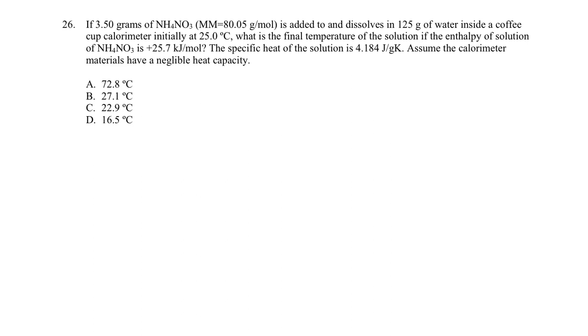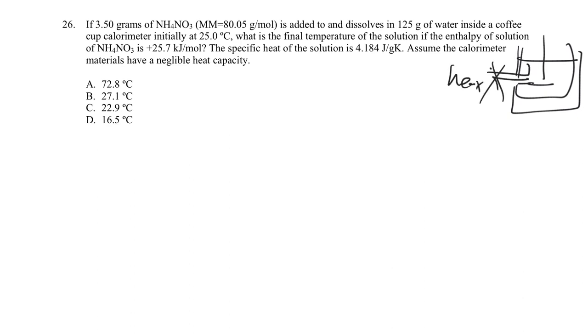So this problem here is a calorimetry problem. We have 3.5 grams of ammonium nitrate being added and dissolving in 125 grams of water inside of a coffee cup calorimeter. The main idea of a coffee cup calorimeter is just an insulated cup where a reaction can take place where heat cannot be exchanged with the outside of the container. So there's no heat being exchanged with the outside of the container, only that all the heat generated or absorbed from the reaction is coming from the cup itself.